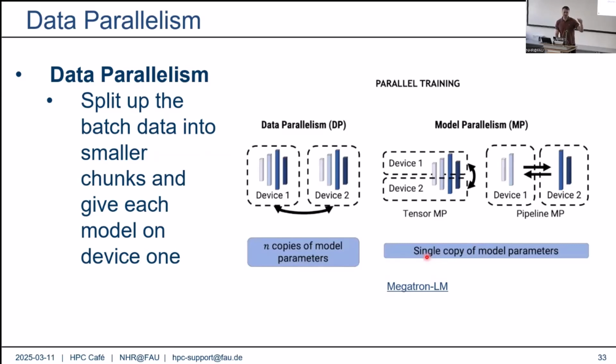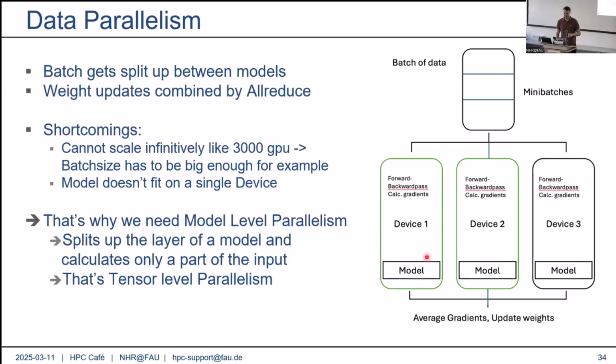Okay, that's data parallelism. We just get the batch size up, so we have more average updates. Looks like this. A batch gets split up between the models. The weight updates are combined with all reduce operations. But there are shortcomings of this technique, that we cannot scale infinitely, like 3,000 GPUs, because the batch size has to be big enough for one example. If we split this up too tiny, right, then it's not big enough for one example. And what if the model doesn't fit into a single device? Then we have a problem with this technique.